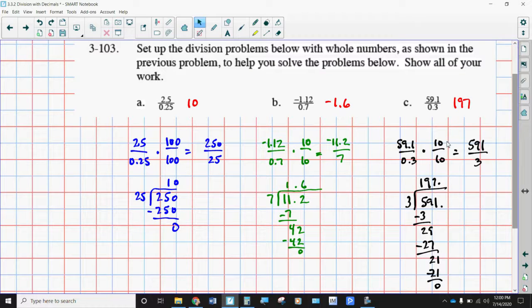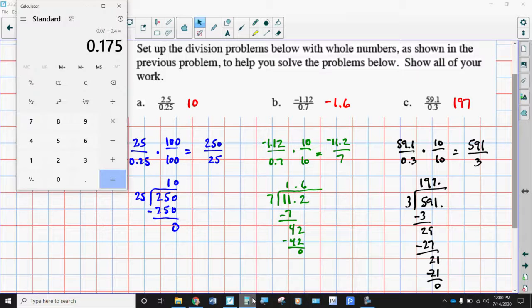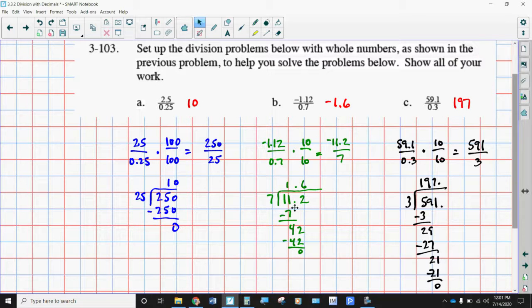Okay, now, as was mentioned at the beginning of this lesson, most people that I know, including myself, when you have division problems with decimals, just pull out the calculator and do the work, right? 59.1 divided by 0.3, 197, write down your answer. But it's just good for mathematical knowledge for you to understand why we do what we do.